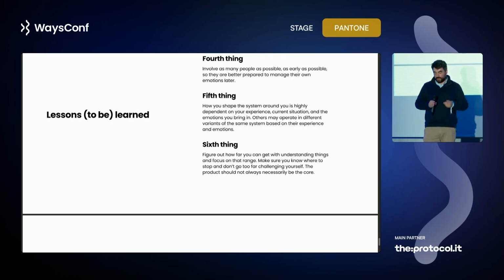And the last one: figure out how far you can get with understanding things and focus on the range. You'll never be able to understand the whole system and manage emotions through this. So make sure you know where to stop and don't go too far challenging yourself. The product should not always necessarily be the core. The team can be a core, the process can be a core. You have to define it.